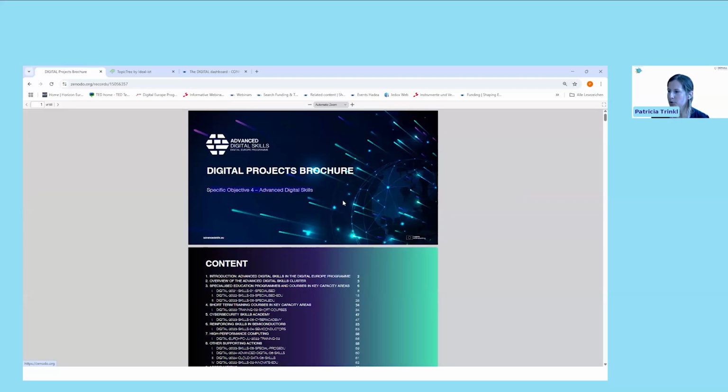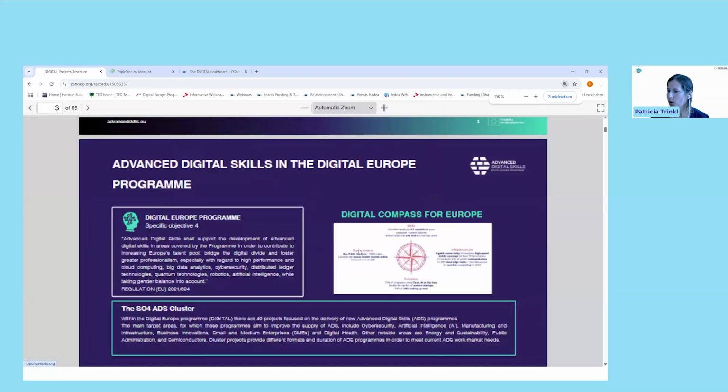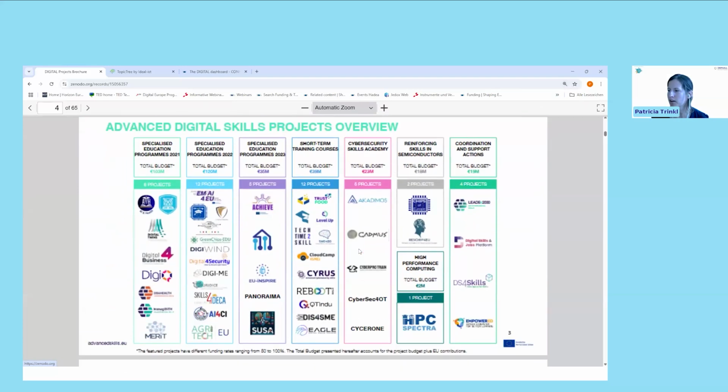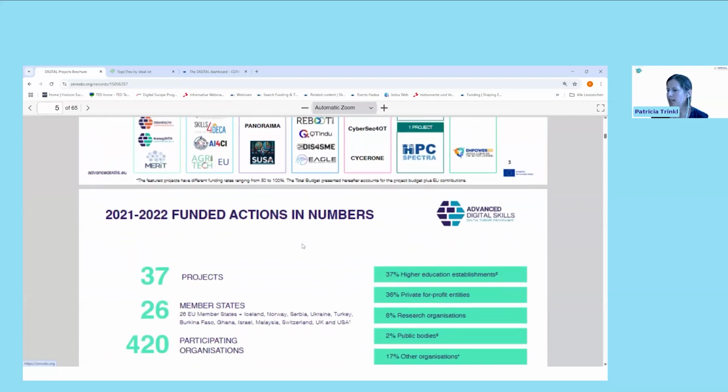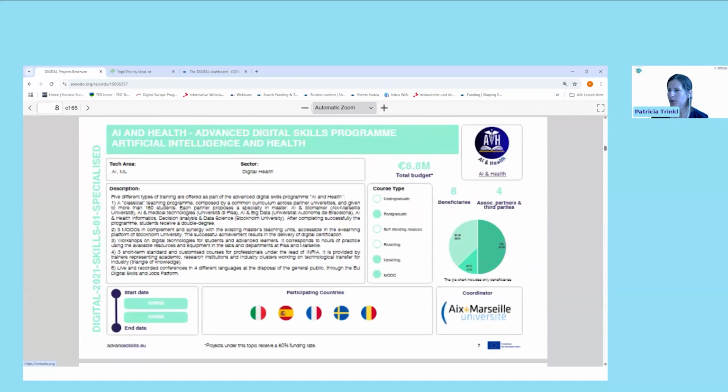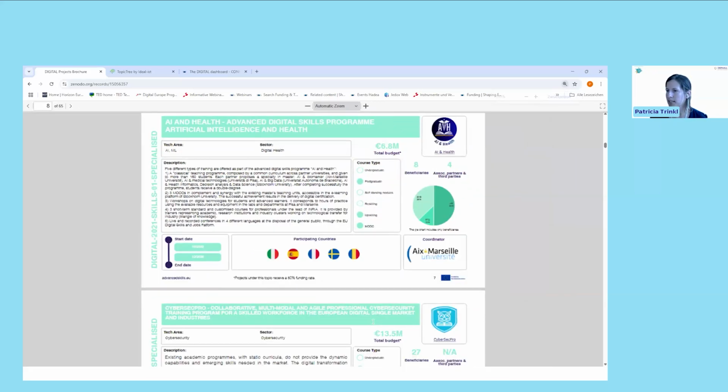So you can see they did a brochure where you see almost all projects which were funded so far under the DEP SO4. So you can even see the specialized education programs in 2021, 23 per year. And then what's nice, a good starting point is you see a one-pager for each and every project. So this gives you a first idea of what happened. You even see what course types were offered. You see who was the coordinating organization, etc., and what countries did participate. So have a look there to get a feeling what happened so far and what the different training courses targeted.